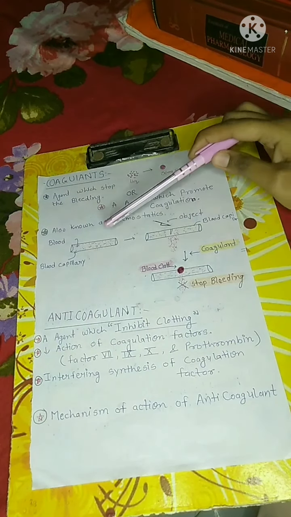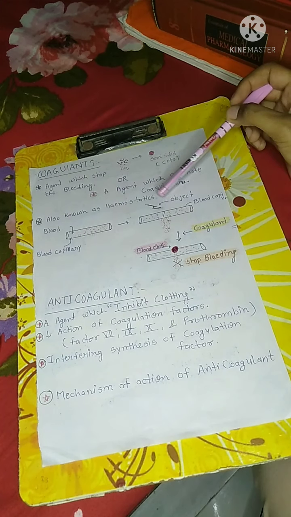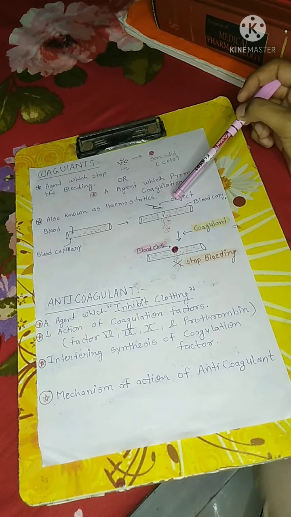So let's start with the mechanism of action of these coagulants. Here you can see the blood capillary and the blood. When we apply a sharp object to the blood capillary, the bleeding will start. And when we apply this coagulant, it promotes blood clotting at that site and stops the bleeding.